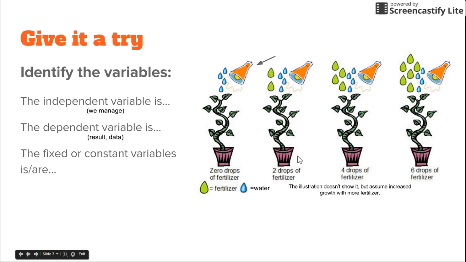The containers are all the same. The plants themselves are all the same. The amount of water is all the same. The light each plant receives is the same. The fertilizer changes. Okay, so the independent variable is, remember, that's what we manage. Take a sec. What do you think the independent variable is?